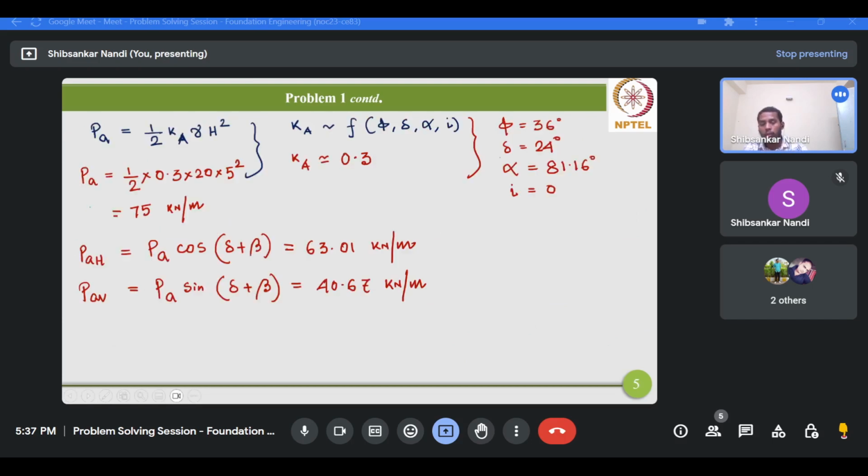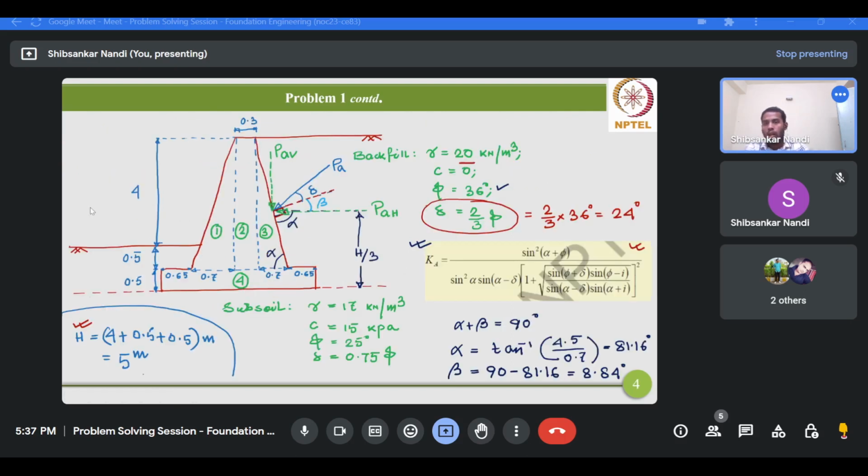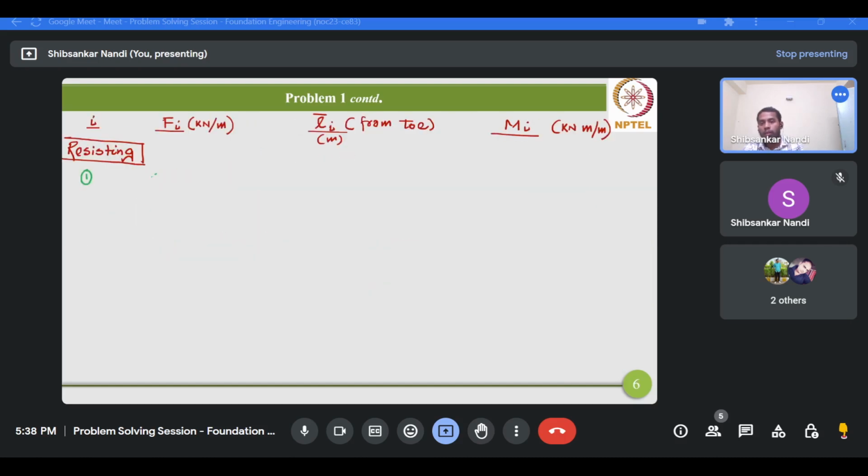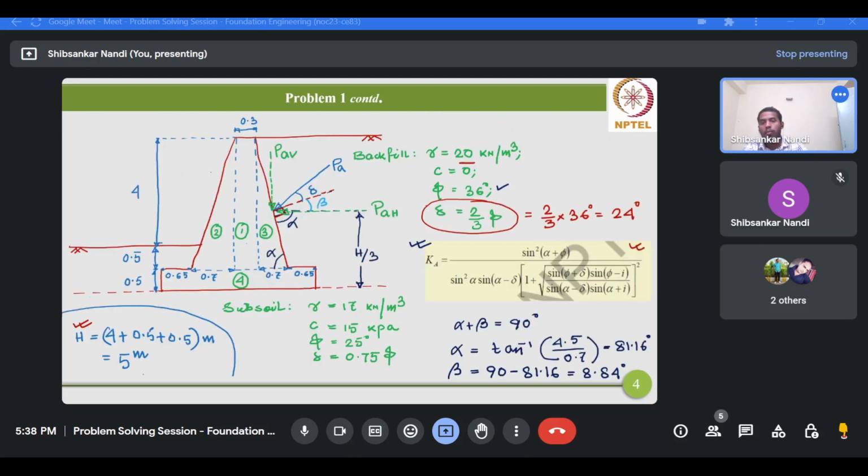So how can we calculate this? Okay, let me renumber: 1, 2, 3, 4. How can we calculate the area of rectangle 1? The area will be simply 0.3, which is the width of the rectangle, and the other dimension is 4 plus 0.5. So the area would be 4.5 multiplied by 0.3. This will give you the area.